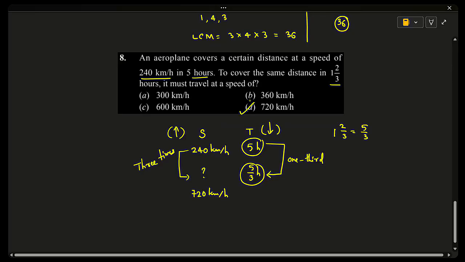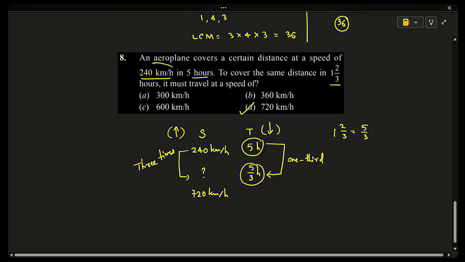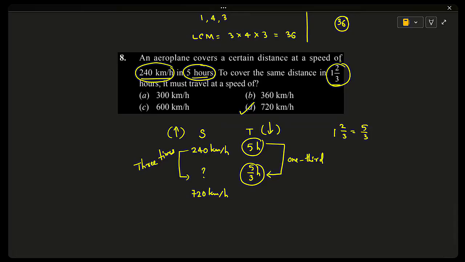That is option D. This is the shortcut, but if you want, you can find the distance using this speed and this time. Using the distance and this time, you can calculate the speed, but it will take a lot of time. So this is the relation we identified between 5 and 5 by 3. Because time became 3 times less, speed should become 3 times more. That's why 240 into 3 will give you the direct answer, 720 kilometers per hour.